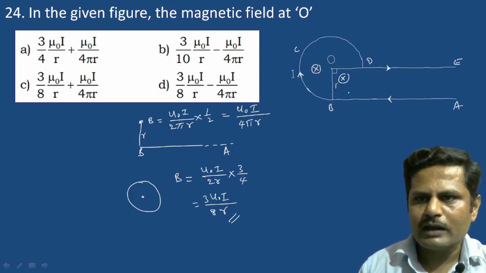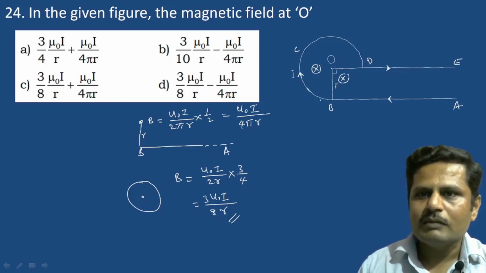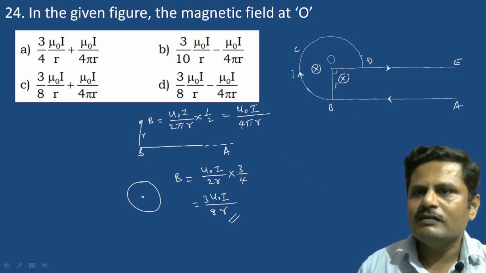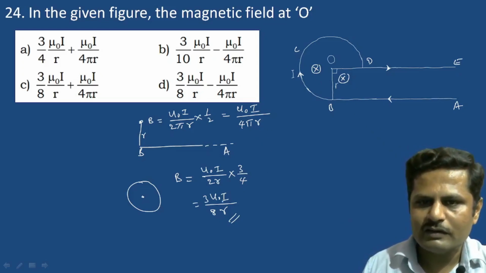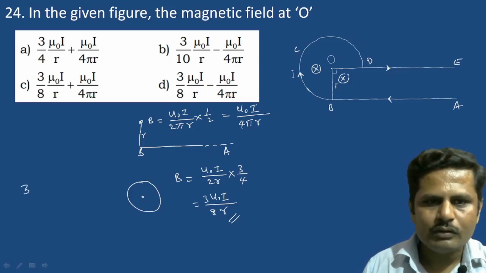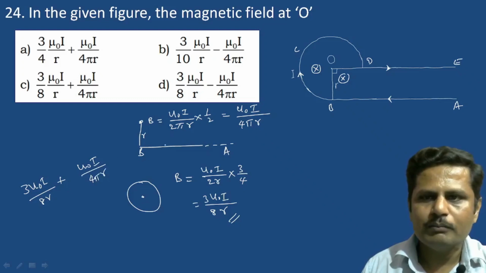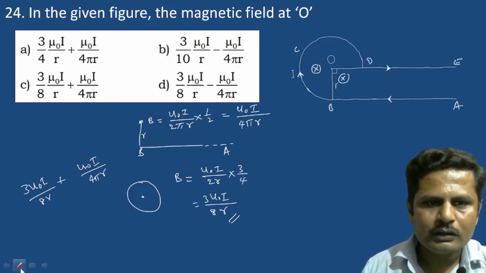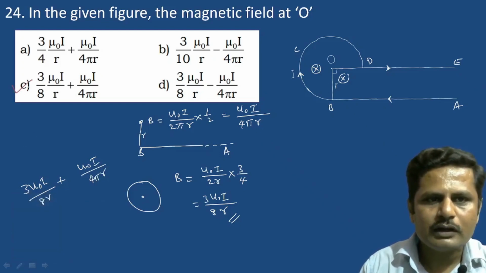So the magnetic field produced by the AB segment is acting inward, as well as the magnetic field produced by the BCD segment is also acting inward. So we have to add these two magnetic fields, that is 3 mu naught I divided by 8R plus mu naught I divided by 4 pi R. We need to add them because both are acting in the same direction at the point O. So option C would be the correct answer. Okay.